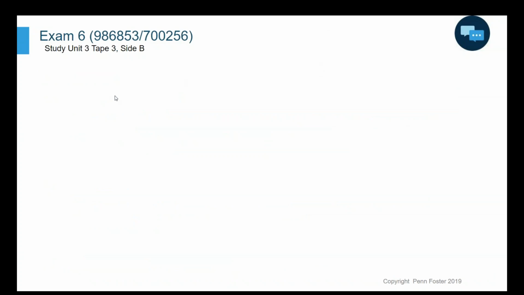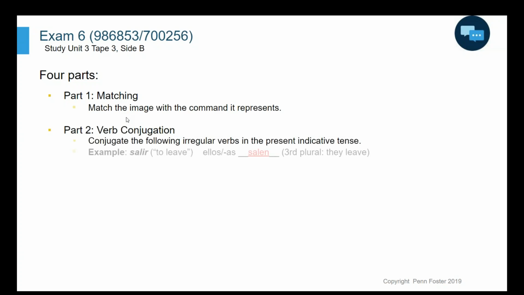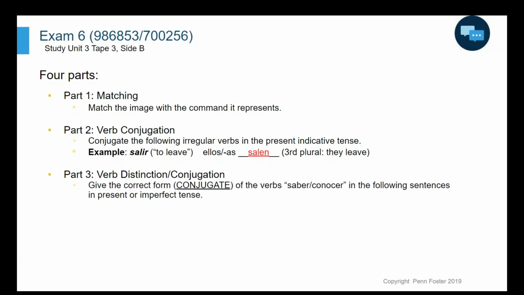The next exam, number 6, is 4 parts. Part 1 is matching, and you'll be matching images with commands. Part 2 and Part 3 are pretty similar. They deal with the concept of verb conjugation. So in Part 2, you'll be given a set of irregular verbs, and you'll need to conjugate those or give us the correct form of the verb depending on the pronoun in present tense.